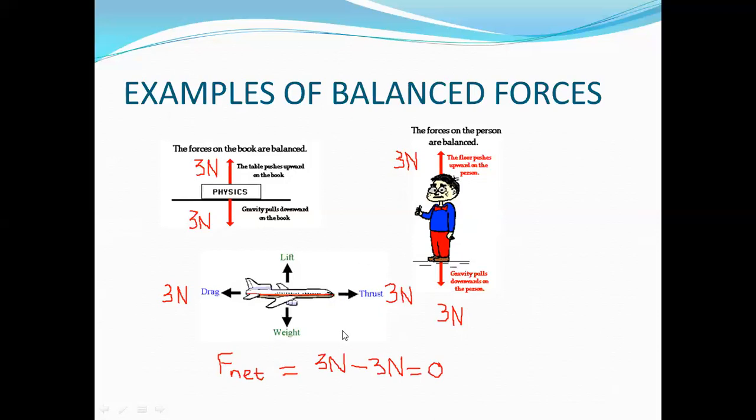Over here, an aeroplane is in the air and moving with constant speed. There are two horizontal forces acting on it. One is the thrust, which is the force applied by the engine of the aeroplane in the forward direction. The other is the drag. Drag is the force exerted by the air molecules on the plane in the backward direction. Drag is basically the air resistance. So these two forces are equal in magnitude and opposite in direction, and they are said to be balanced.